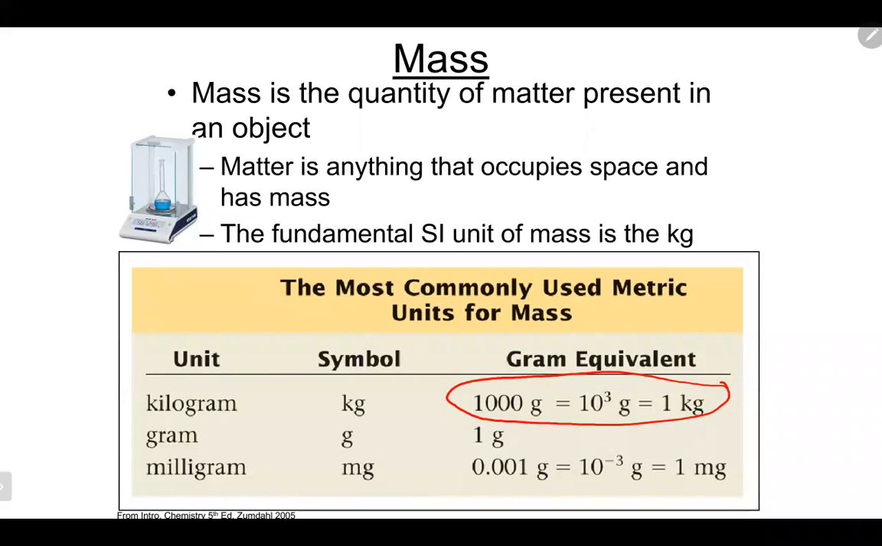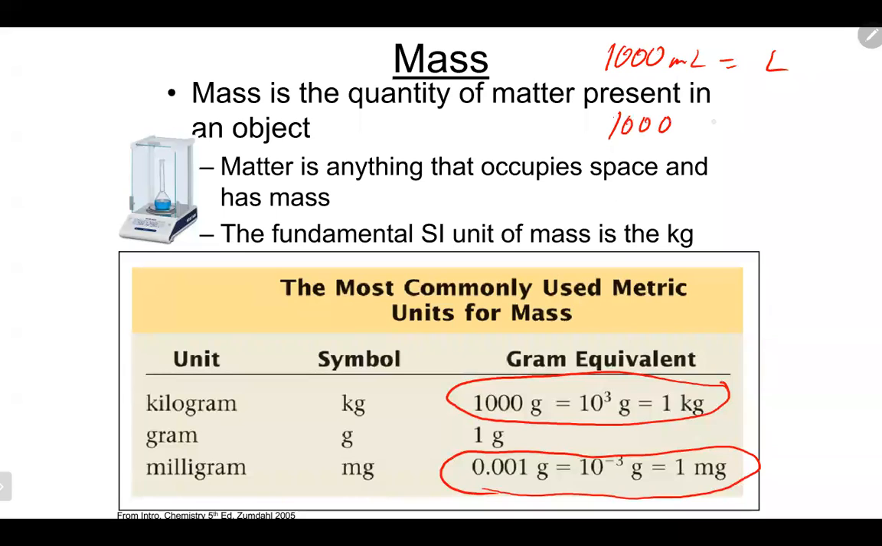Also milligrams. There's 0.001 grams in a milligram. The milligram and the milliliter are the same sort of deal. We saw earlier that there were 1,000 milliliters in a liter. There would be 1,000 milligrams in a gram. So it works the same way. Again, those conversions.